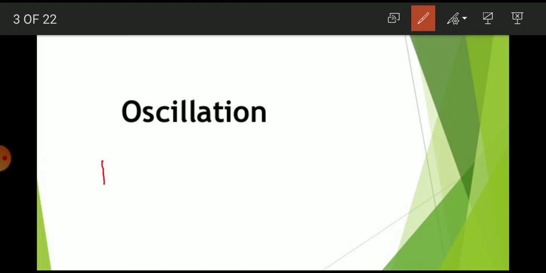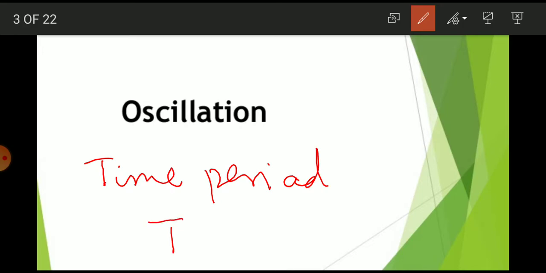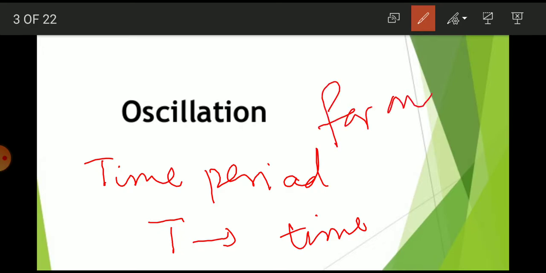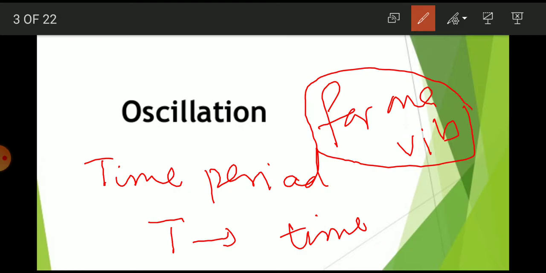I will explain time period. It is already explained. Time period is the time required to complete one vibration. Time period is represented by capital T. It is the duration of time per one vibration.